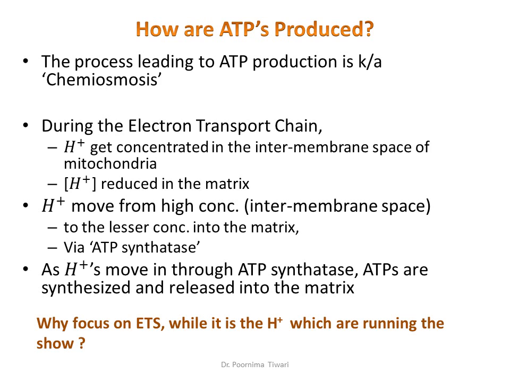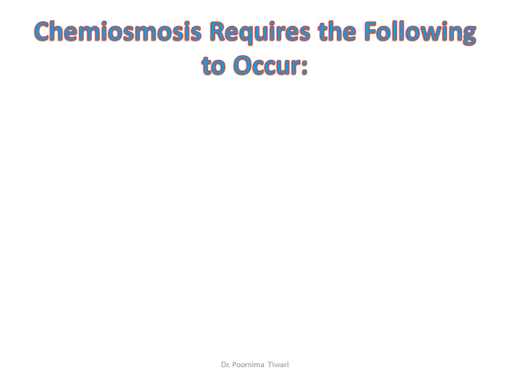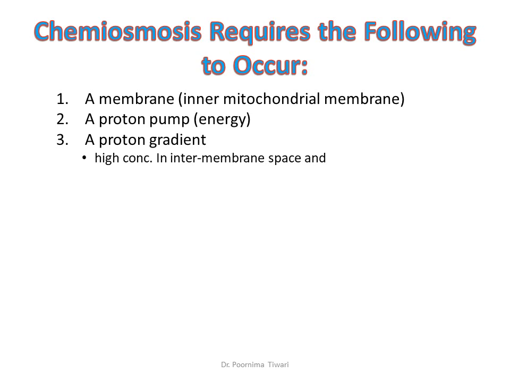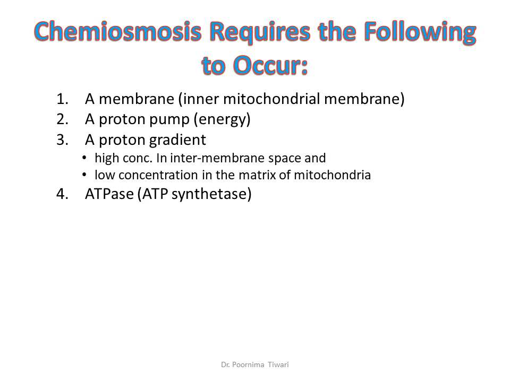You may ask a question, why then do we focus on electron transport system, while it is the H ions which are actually running the show? Chemiosmosis is a process, it occurs in photosynthesis also, which requires a semi-permeable membrane, which is the inner mitochondrial membrane in this case. It requires energy for the proton pump, which we will see, and a proton gradient resulting from pumping of protons, which is a high concentration of H ions in the intermembrane space and low concentration in the matrix of the mitochondria. And the fourth requirement is ATPase or ATP synthetase.